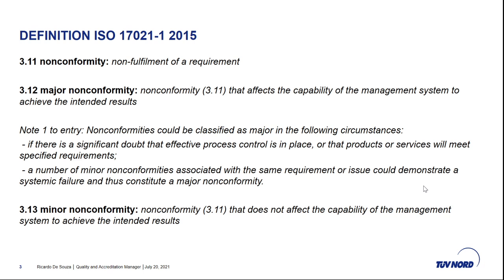So when you're auditing and you see that there is a key aspect of the process that ensures the adequacy of the service or the product, and this requirement is not being followed, then you may classify that as a major nonconformity.